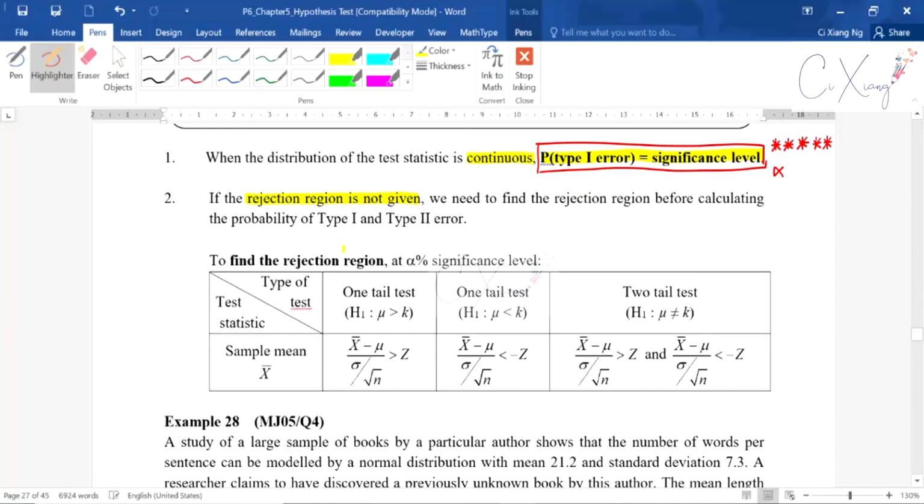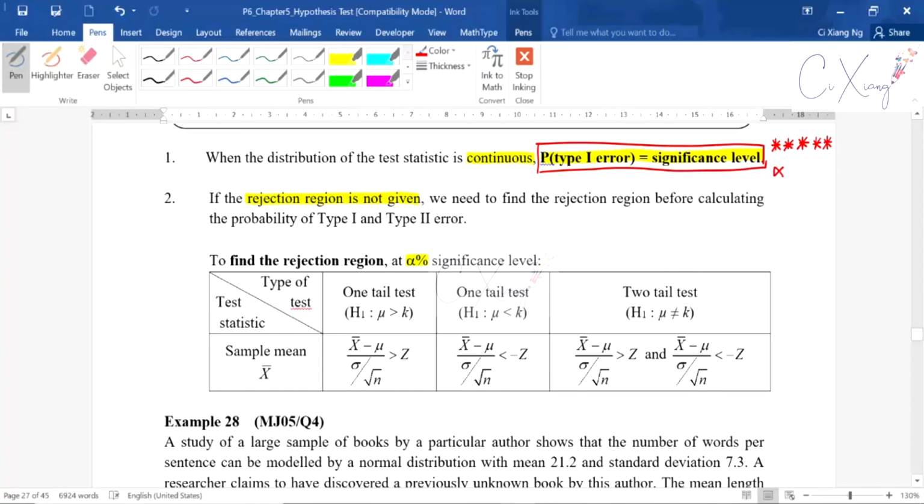Alright, so to find the rejection region, you need to know what your significance level is first, and usually the alpha will be given in the question, right? Okay, so this is a guideline for you. We have one tail test, two tail tests. One tail test left, one tail test right, and two tail tests, to calculate the rejection region. But I just want to let you know, you don't need to purposely go and memorize this one.